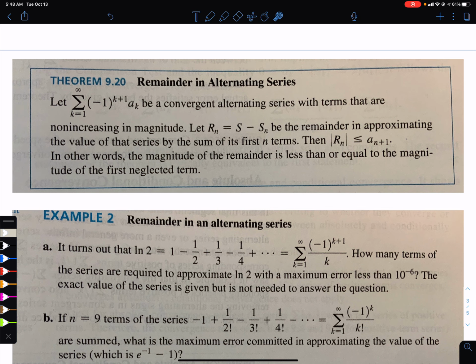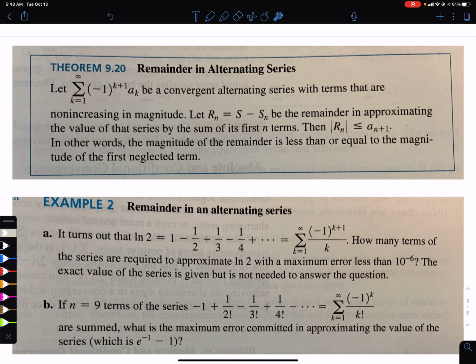So we have this theorem. Let's look at this. We have an alternating series, an infinite alternating series, and it converges. And this is important. Alternating series is terms that are non-increasing in magnitude, and it's convergent, so the terms approach 0. So to use this theorem, you have to state that the series is alternating whose terms decrease in magnitude to 0. That's all required to use this theorem. Okay? If the remainder is what I just explained, then the absolute value of the remainder, or the error, is less than a sub n plus 1, which is just the next term in the series. So that's pretty easy, and I'll explain why it's just the next term.